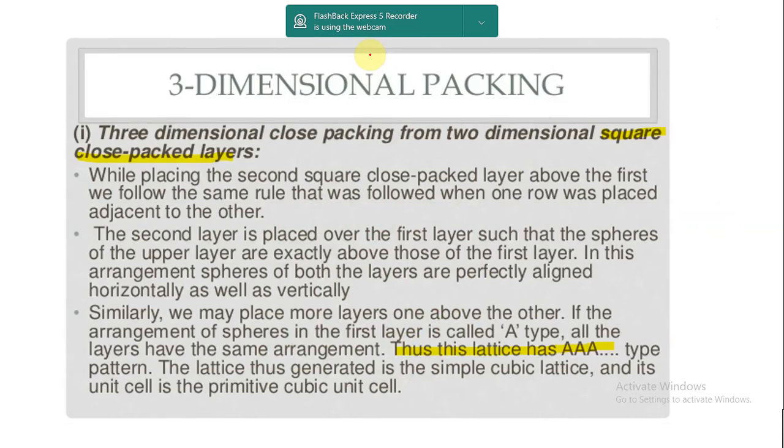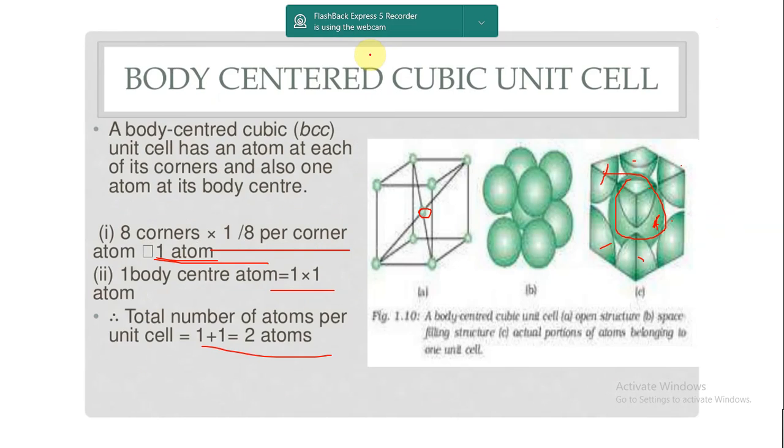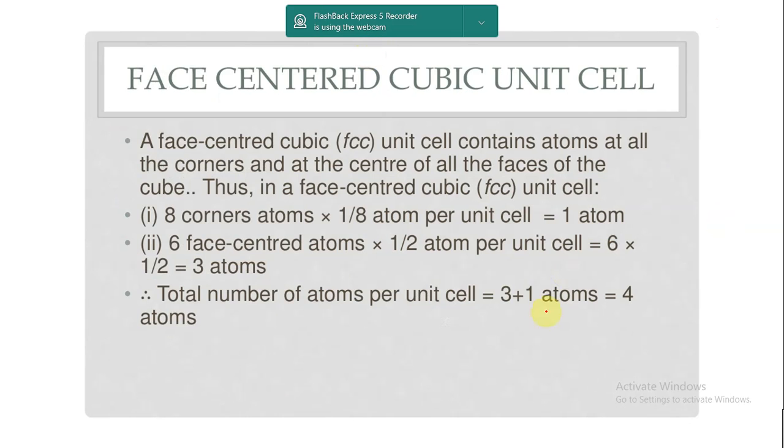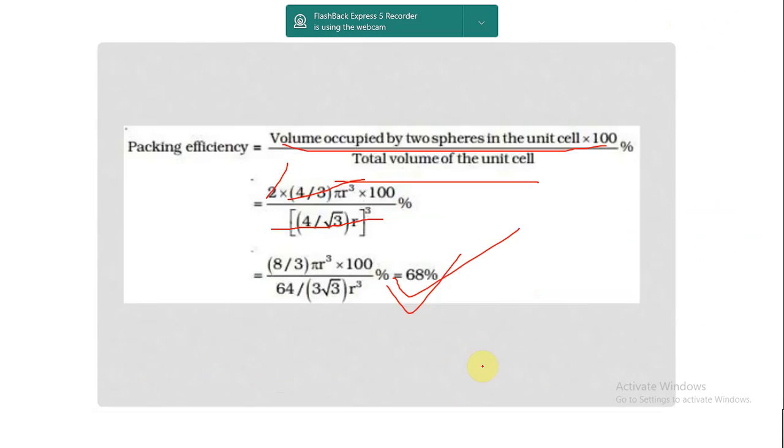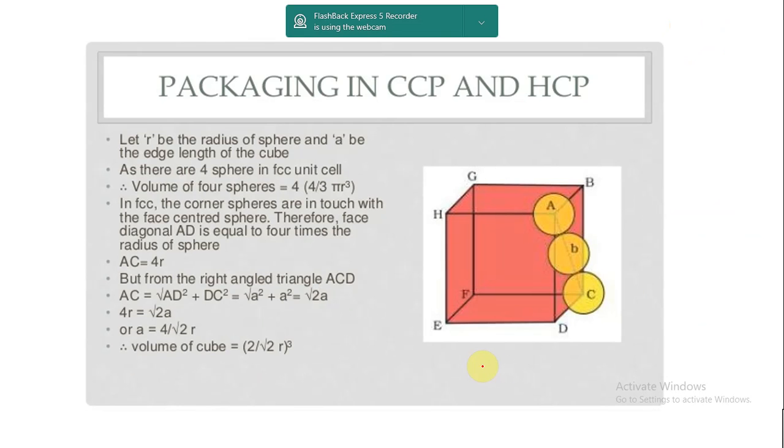You see, in a face centered unit cell, the total number of atoms that I have taught you is 4 atoms. So you remember. In the same way we will have to calculate the relation between R and A first. Let R be the radius of the sphere and A be the edge. As there are 4 spheres in the face centered unit cell, CCP and SCP are actually FCC, remember.